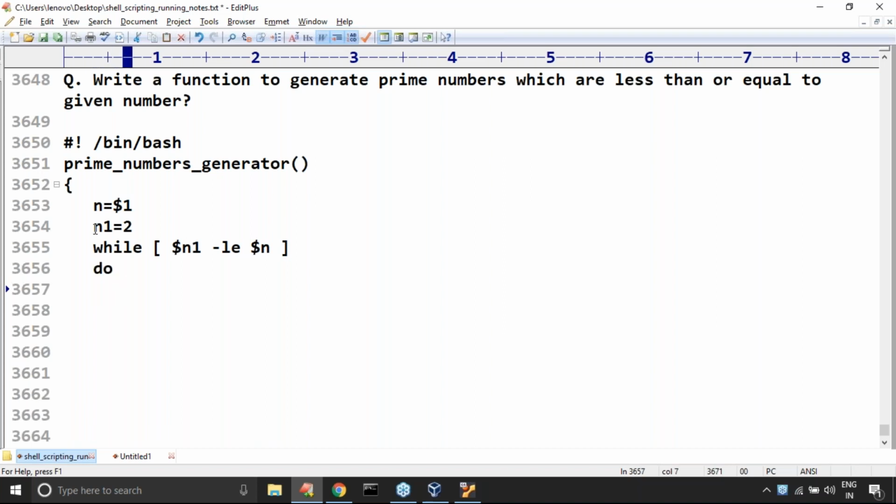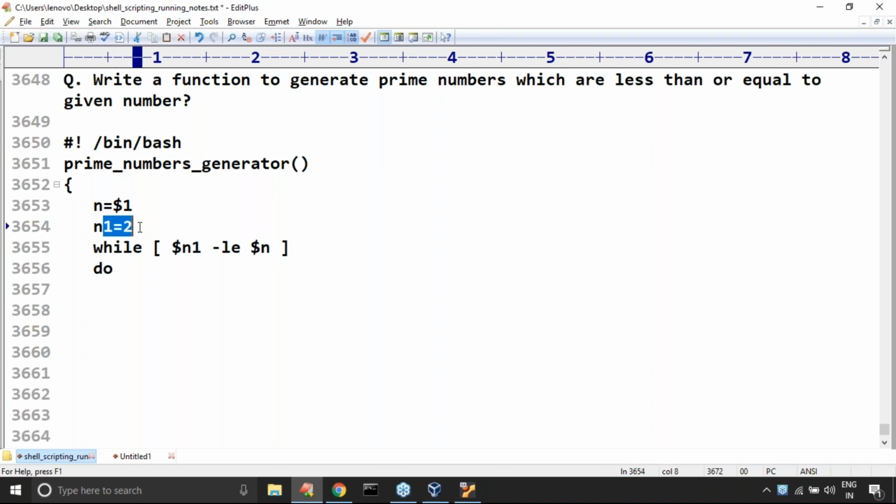Sir, now observe: if it starts from 2 and this number is less than or equal to the given number, suppose we want all prime numbers which are less than or equal to 10. Yes, sir, 2 is less than or equal to 10. So now I have to test whether this n1 is a prime number or not. For now it is 2.